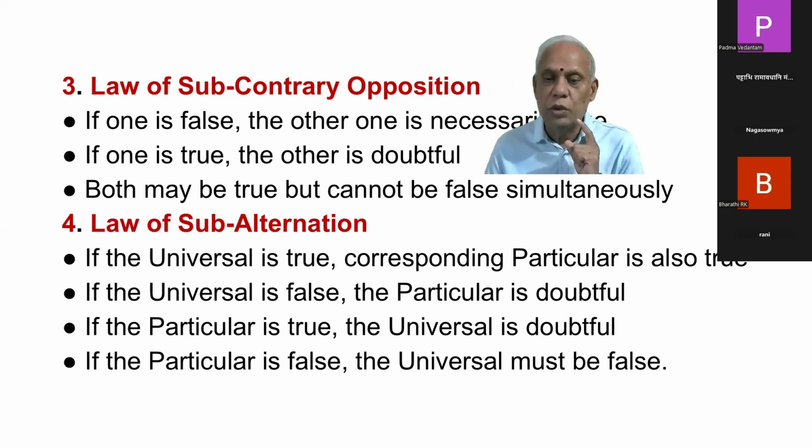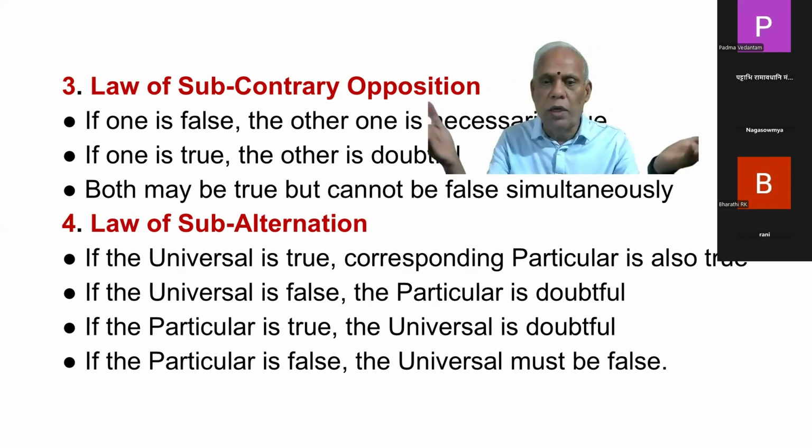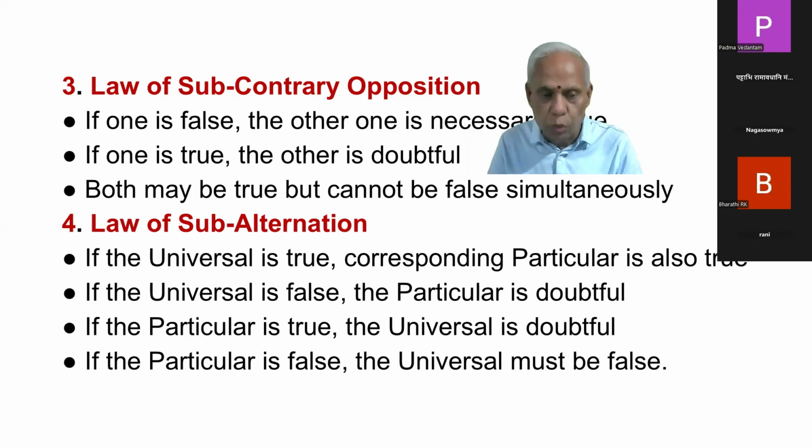If the universal is true, what happens to the corresponding particular? If I say "all are good," "some are good" is necessarily true. The total population is good, so some of that is definitely good. Therefore, when the universal is true, the corresponding particular is also true. Means when A is true, I is necessarily true. Similarly, when "all are not good" is correct, "some are not good" is definitely correct. So E and O have the same relation.